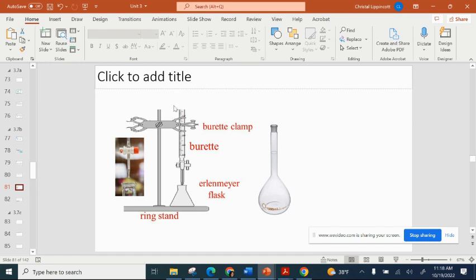This is just, you could use this to measure out your solution. A burette is much more accurate at measuring out than a graduated cylinder. So if they give you an option between a graduated cylinder and a burette, pick the burette. Okay. You want to pick the piece of equipment that is the most accurate or most precise.